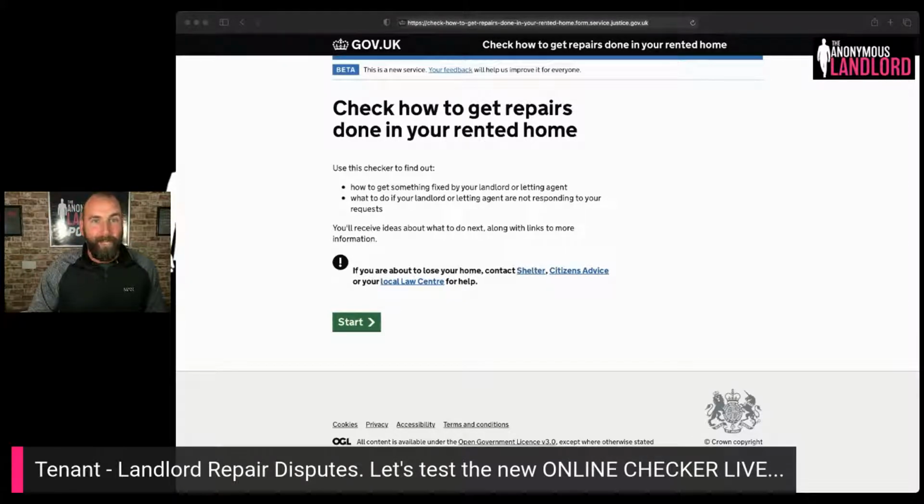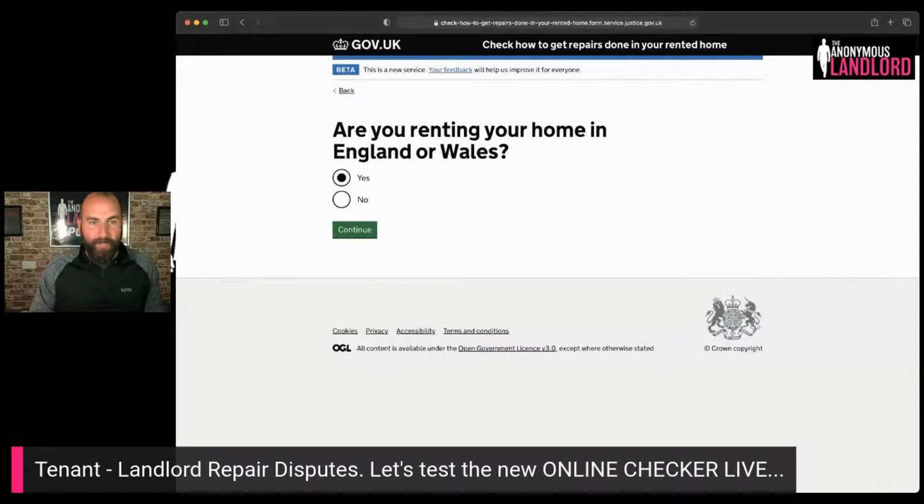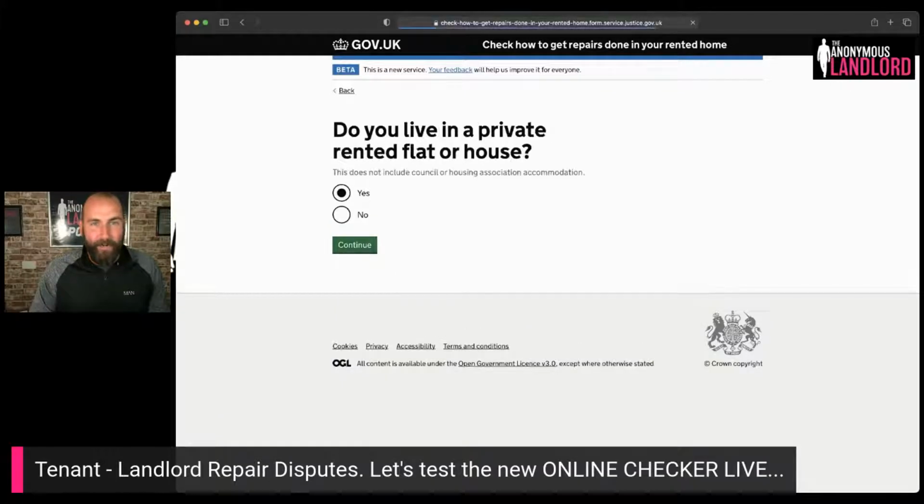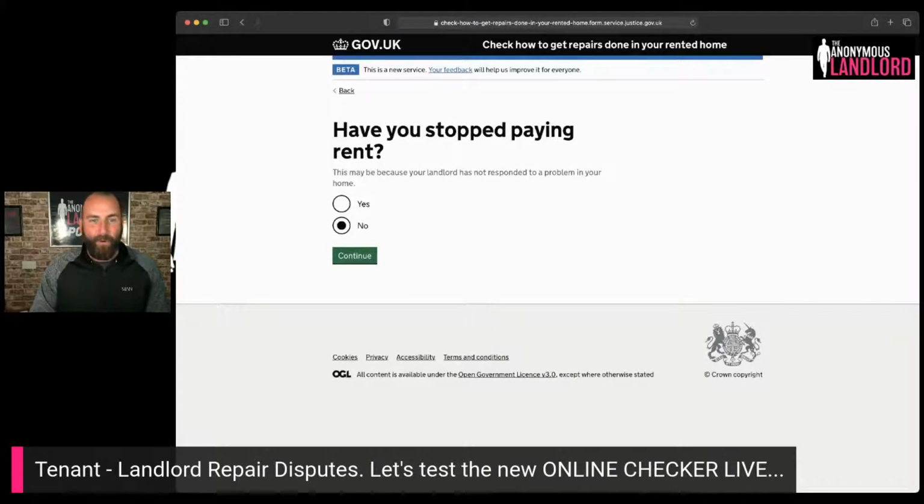So here we go. Bear in mind, this is what your tenant is going to be able to do. We're going to start it here, and I'm not going to go into too much detail. I'm just going to go through it as if I was a tenant, and I'll pick out the general tenant problems. Are you renting your home in England or Wales? Yes. Do you live in a private rented flat or house? Yes. Have you stopped paying your rent? I'm going to put no. But I guess if you put yes, it's going to tell me that I should carry on paying rent. Maybe I'll try that again in a bit.